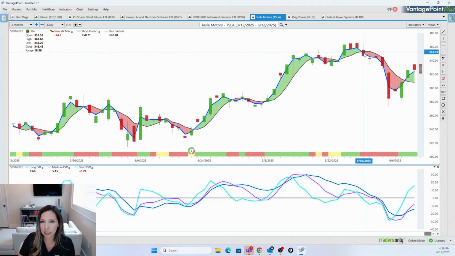So on 5/30 here, we had a bearish crossover. We had a bearish neural index, and we have the predictive differences trending down as well. So with that, we have our confirmation, right? We would have also checked our predictive trading range as well to make sure that was confirming bearish.